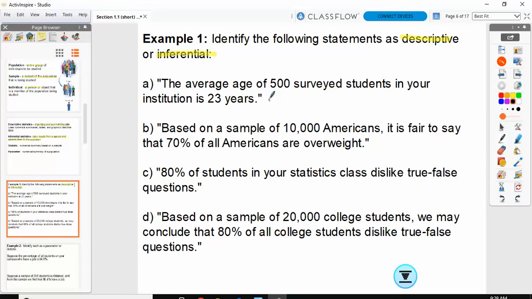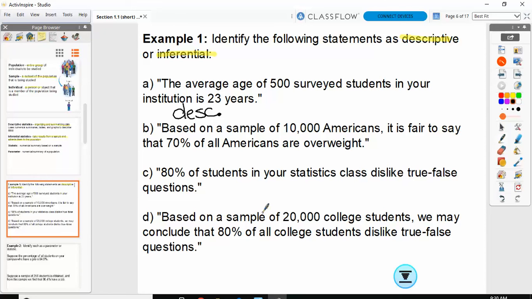So the first one, the average age of 500 surveyed students in your institution is 23 years. Descriptive. Did I make any guesses? No, I just told you what happened. I described something. You can abbreviate if you want. Okay, B.